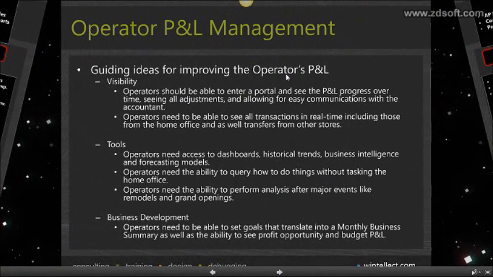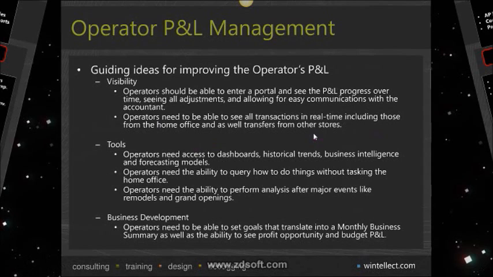Some of the guiding ideas for improving the operator P&L visibility: Operators should be able to enter a portal and see the profit and loss progress over time, seeing all adjustments and allowing for easy communications with the accountant. Operators need to be able to see all transactions in real time, including those from the home office as well as transfers from other stores. So again, these are not things that we made up as the analyst. These are things that we extracted from the team.